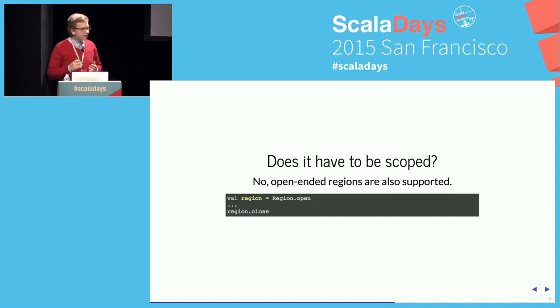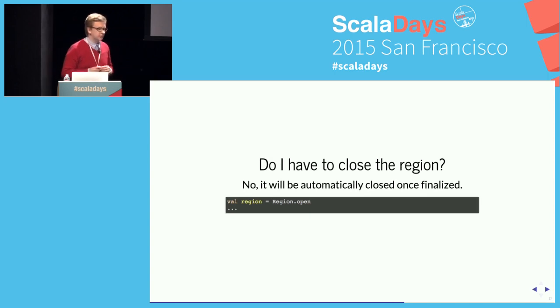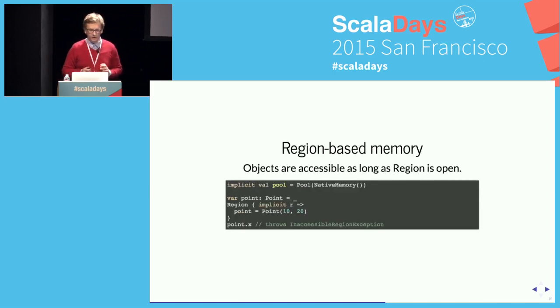OK, so do I have to use this scope syntax? Can I just open and then close based on some logic? Yeah, sure, you're free to do this, but don't forget to close. If you do forget to close, resources will only be cleaned up once the region object is finalized. And this might happen or might not happen. So if you have a lot of memory allocated in regions, you might over-allocate. You might have a lot of region objects which are linked to a lot of off-heap memory, and you might badly over-allocate. So use this carefully. If you can, please just use the scope syntax because it's guaranteed to close. These curly braces say open here and close here.